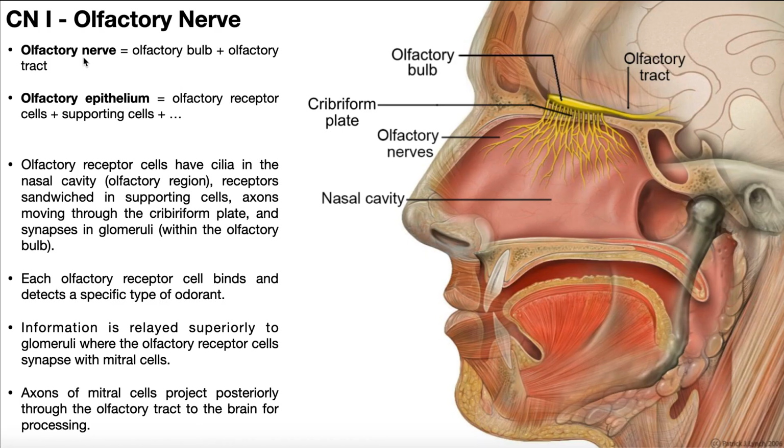So a couple pieces of terminology here. Olfactory nerve really refers to both the olfactory bulb right here and the olfactory tract that actually goes posteriorly from that. Okay, that's your olfactory nerve. You can actually see from the bulb we have those axons that move through the cribriform plate, and they create this network of olfactory receptor cells in the olfactory region of the nasal cavity.